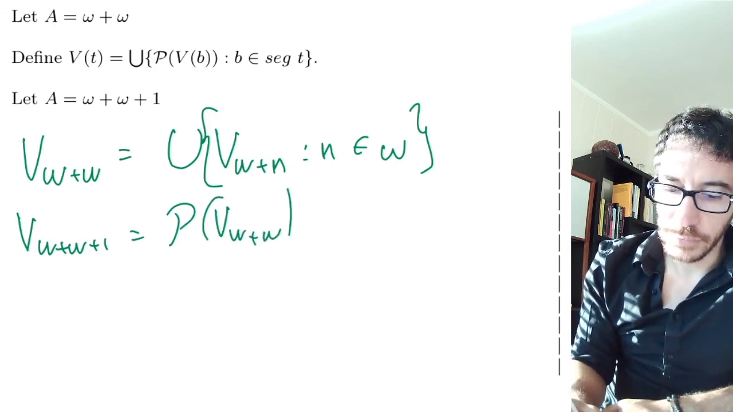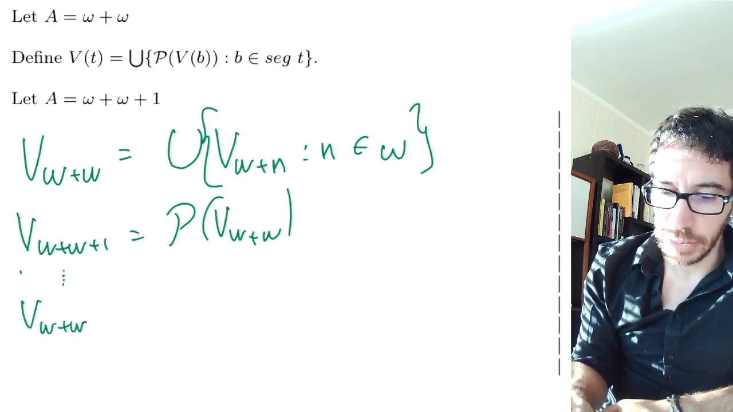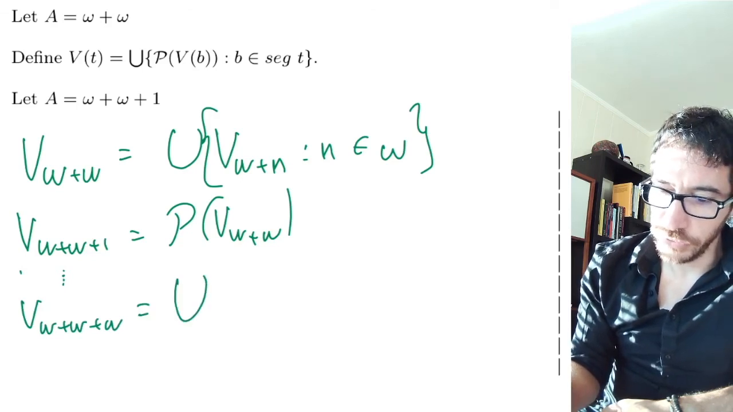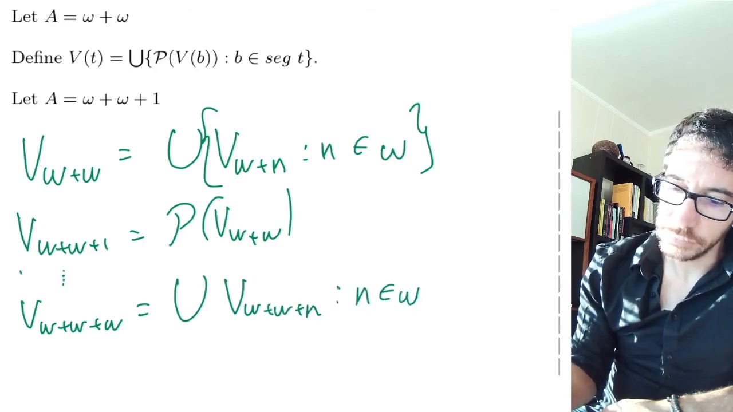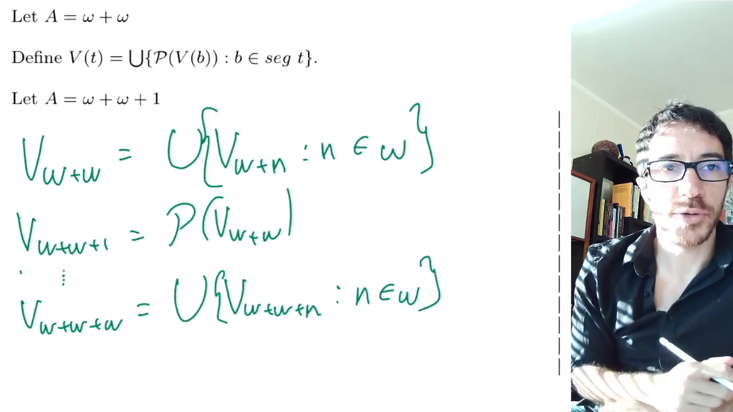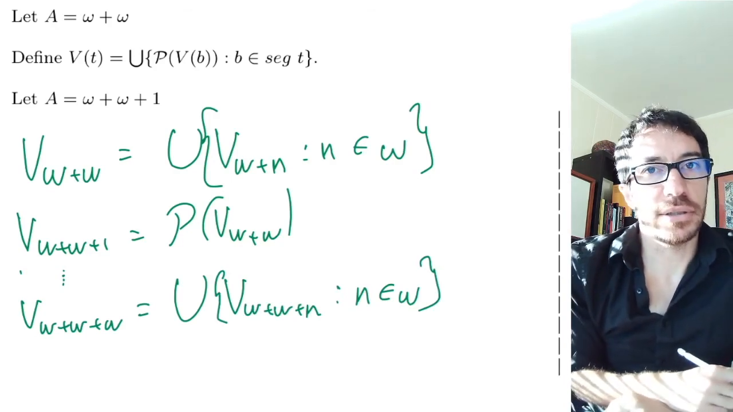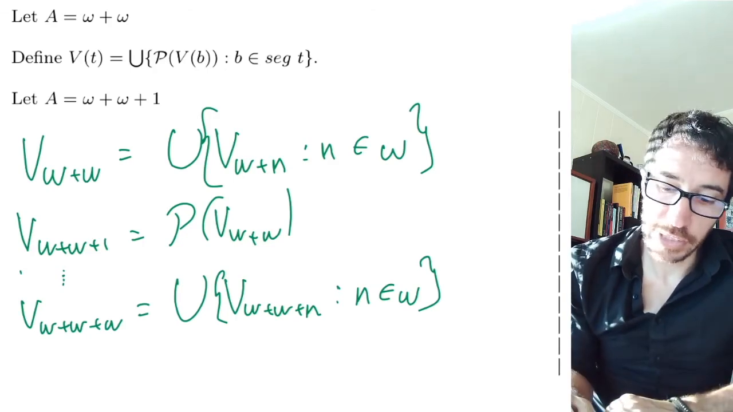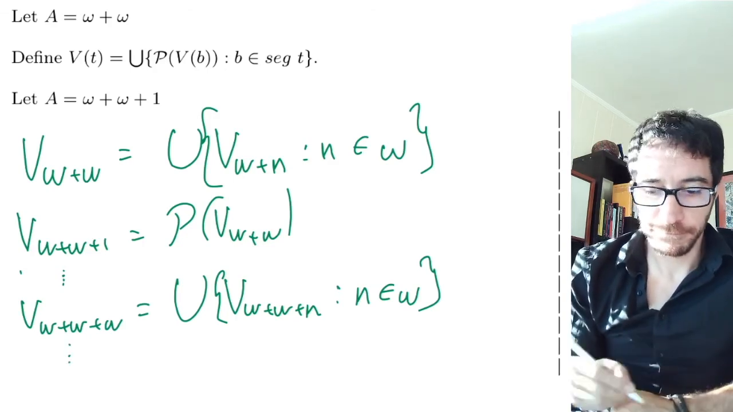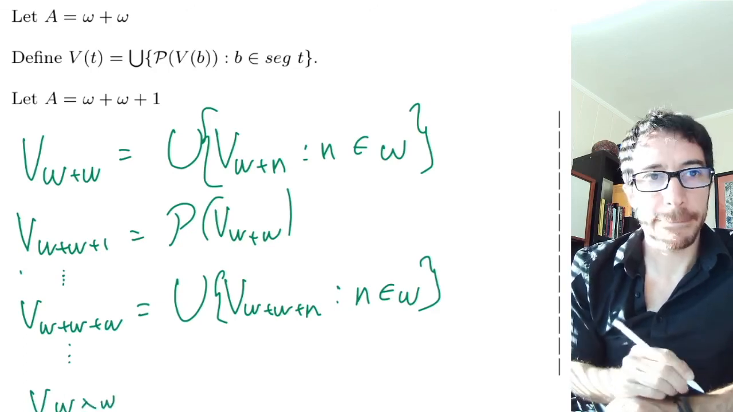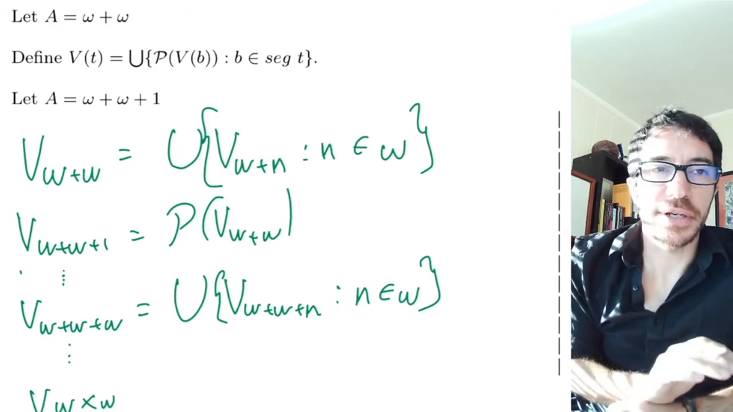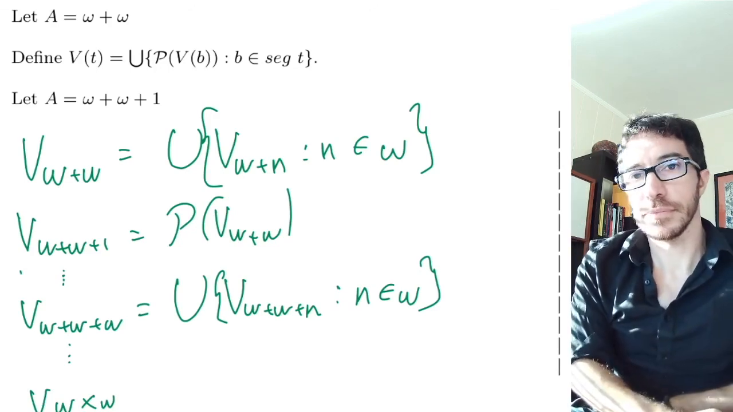and then all the way, and then V omega plus omega plus omega to be the union of V omega plus omega plus n for n in the natural numbers, where again you need to use replacement to get this very large set. And then you can even keep on going, V omega times omega and so on. We'll get to that later. See you guys in the next video.